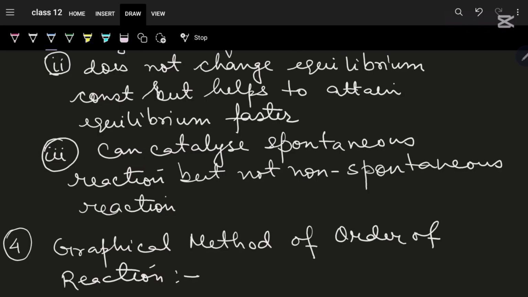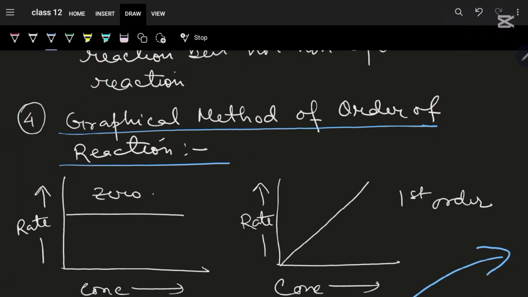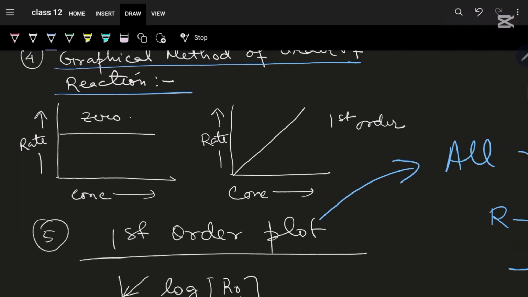Next, the graphical method of order of a reaction. That means you see the nature of the plot and you detect what is the order of the reaction. Over here you can see this is one where rate against concentration you are plotting, and if it goes parallel to the concentration axis it is a zero order reaction, and if it is a straight linear plot passing from the origin, it is a first order reaction.